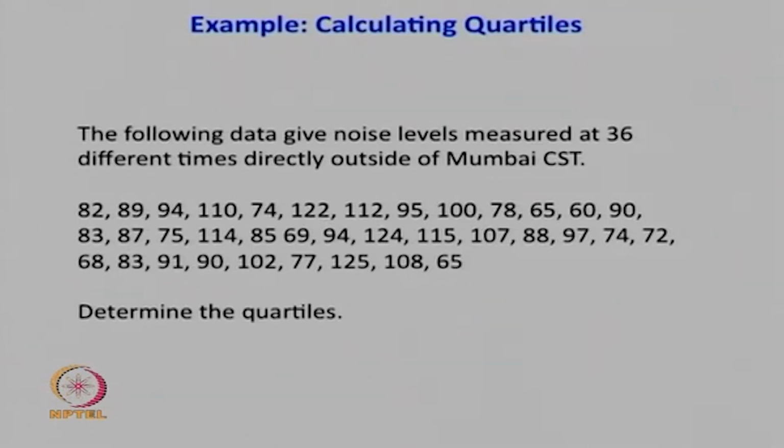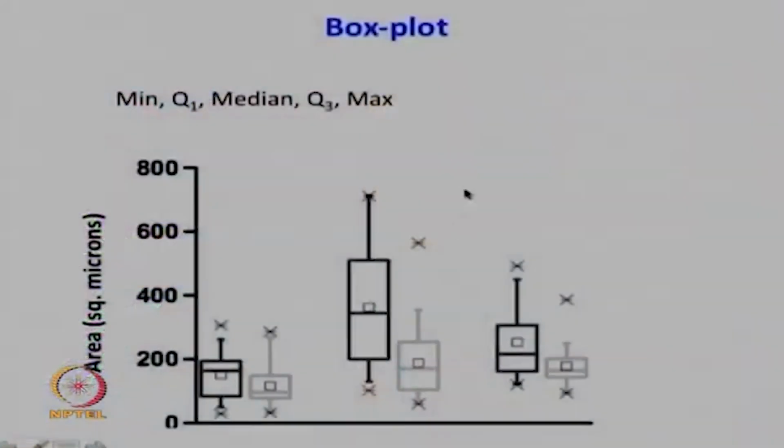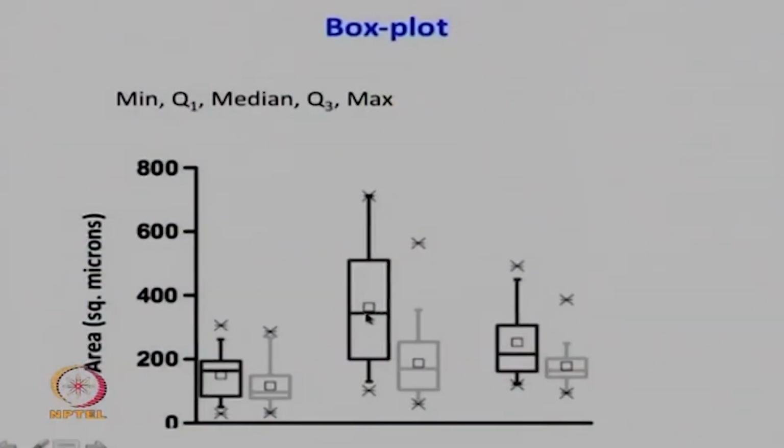So once you calculate the quartiles, one of the widely used ways of representing data is called a box plot. So this is how a box plot looks. You have this entire range, within which you have this value, which is your median.